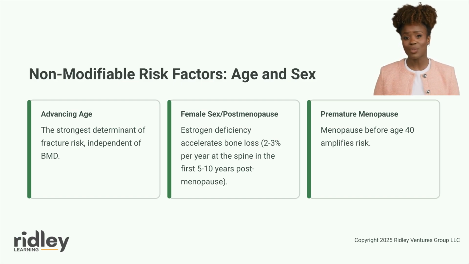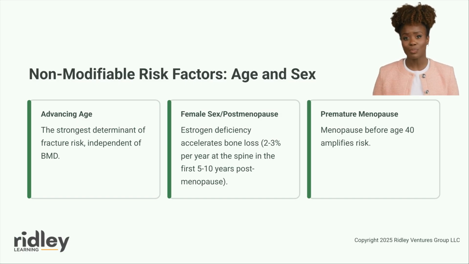A 70-year-old woman with a given BMD has approximately double the fracture risk of a 50-year-old woman with identical BMD. This underscores the importance of considering age as an independent risk factor rather than relying solely on densitometric assessment. Female sex and postmenopausal status represent additional non-modifiable risk factors that substantially influence fracture probability. Women experience accelerated bone loss during the perimenopausal transition and early postmenopausal years due to estrogen deficiency, which removes the restraining influence of estrogen on osteoclast activity and bone resorption.